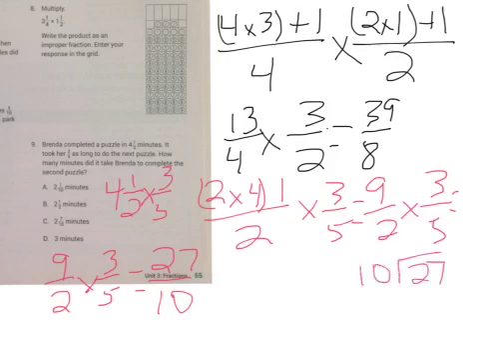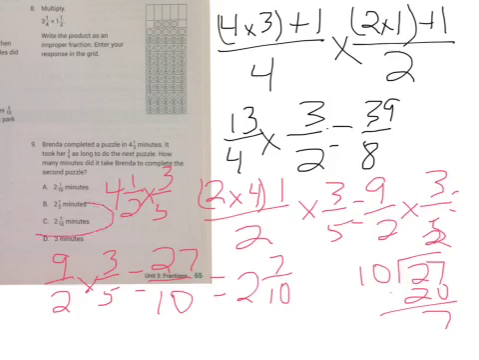We know it's going to go 2 times. So 2 times 10 is 20. And we're going to have 7 left over. So then our problem is going to equal 2 and 7 over 10 minutes. So right here, our answer is going to be C. Alright, so let's go to number 10.